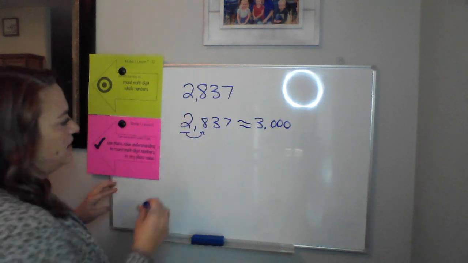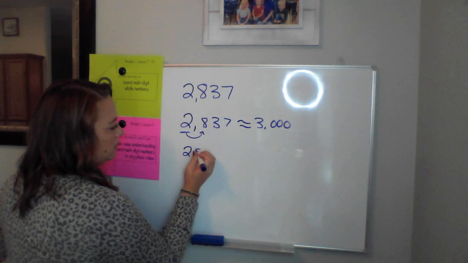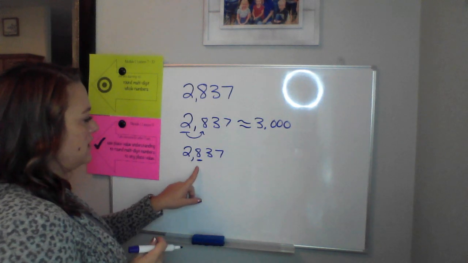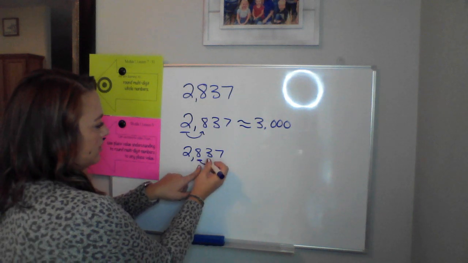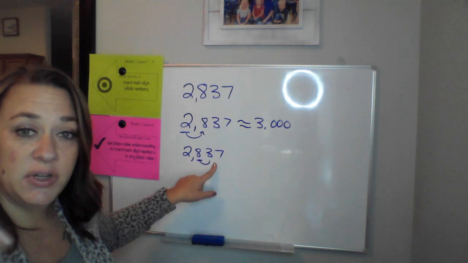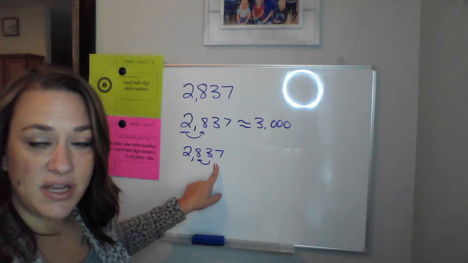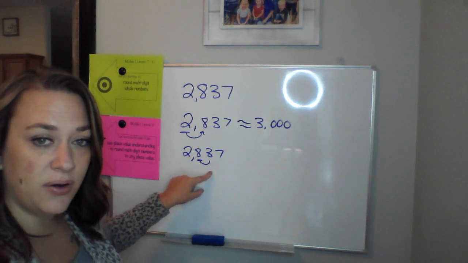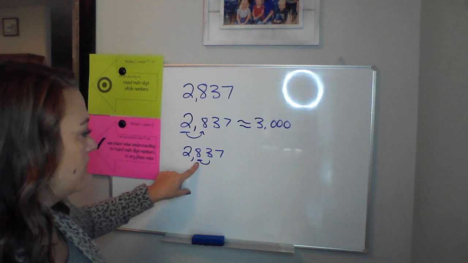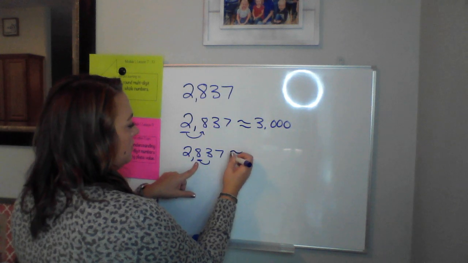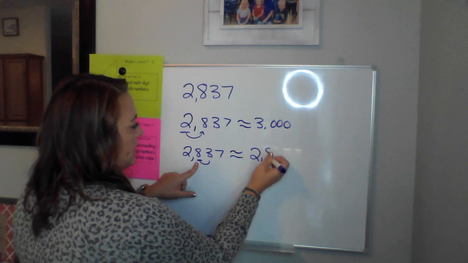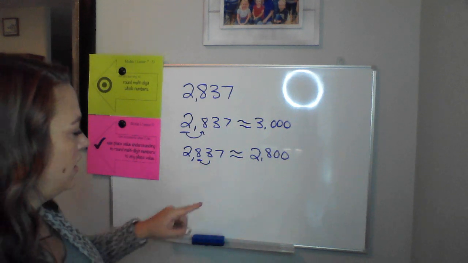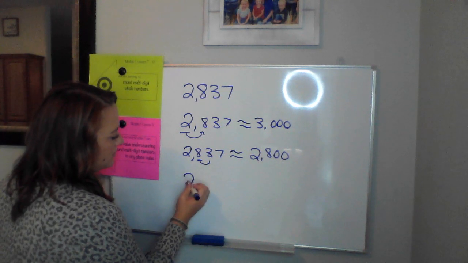Let's round to our nearest hundreds and see what happens. So if I round to my nearest hundreds and I look to the right, I see a 3. So picturing that number line in our head, that means 3 is less than 5, right? So then we would round down to 2,800. Okay, so let's round to our nearest tens next.